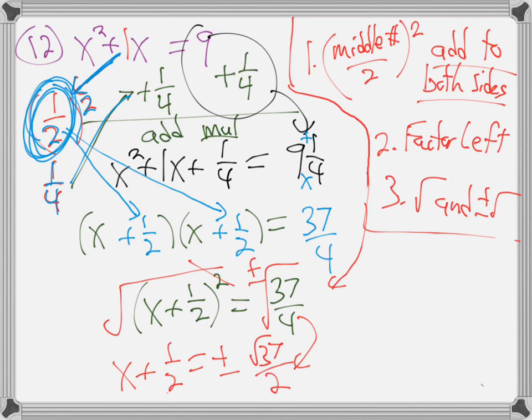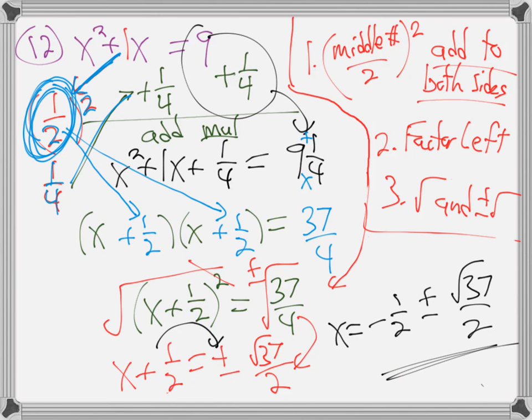So just jump over that half, right there. And what happens when something jumps to the other side? Sign in front changes, so x is negative a half, plus or minus root 37 over 2. There it is. All right, we good with that?